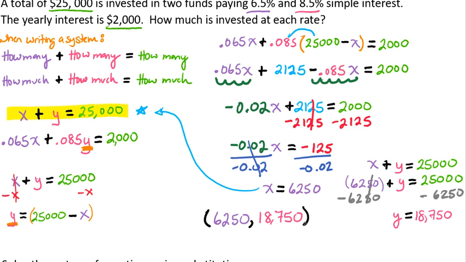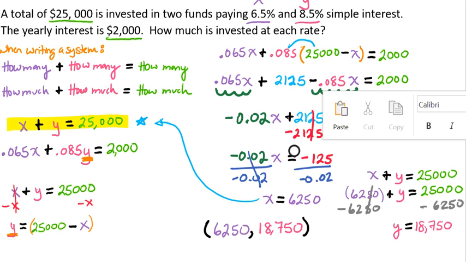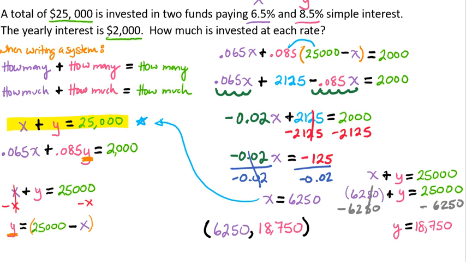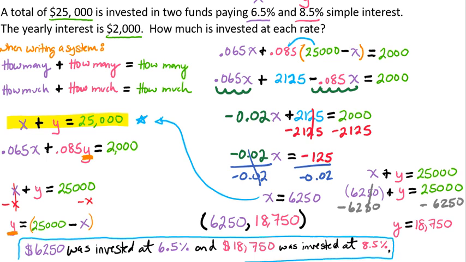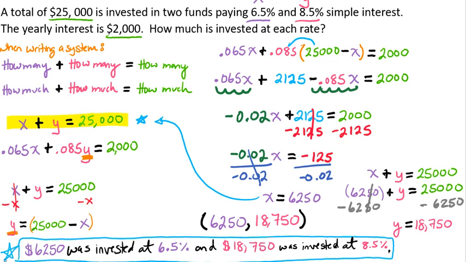Because it was written to us in a word problem, sometimes they want us to write our answers in a sentence. If that was the case, we would say $6,250 was invested at 6.5%, and $18,750 was invested at 8.5%. It really depends on what your teacher is looking for. The more correct answer would be the sentence because it relates it back to the problem, but a lot of times you can give just the ordered pair as well, and that will work.